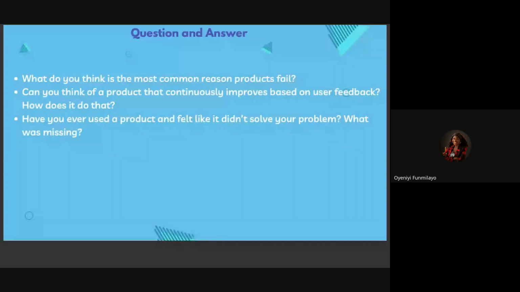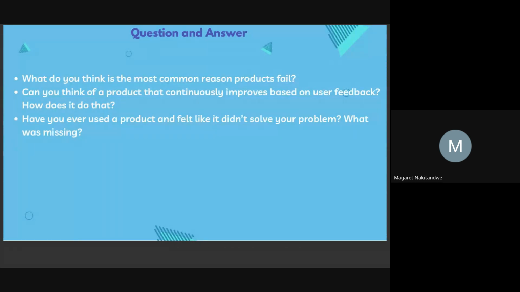Good afternoon. Okay, so I want you to please answer this last question, which is, have you used a product and felt like it didn't solve your problem? If yes, what was missing?